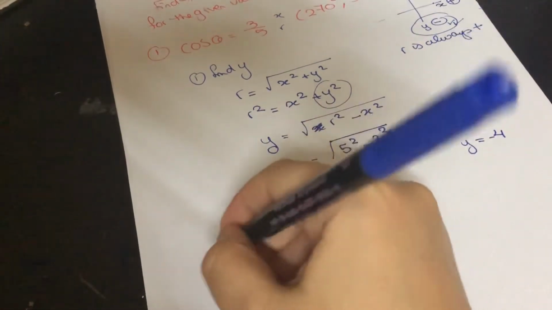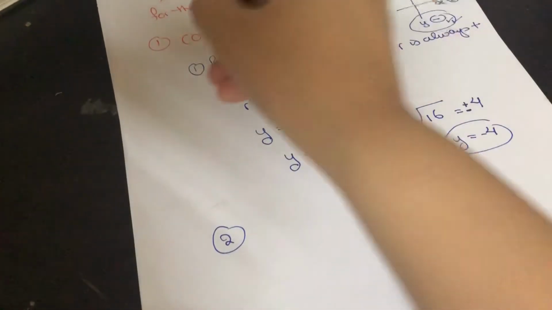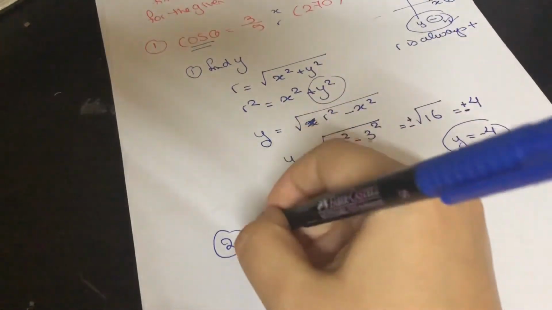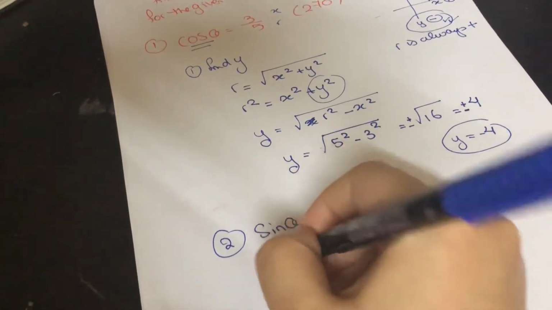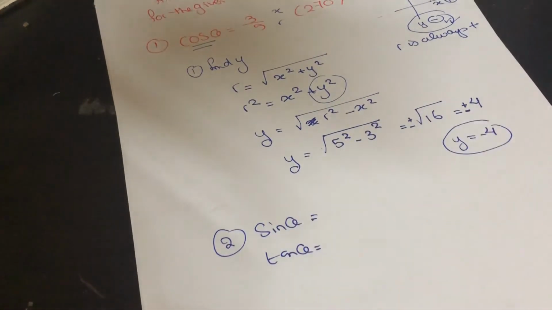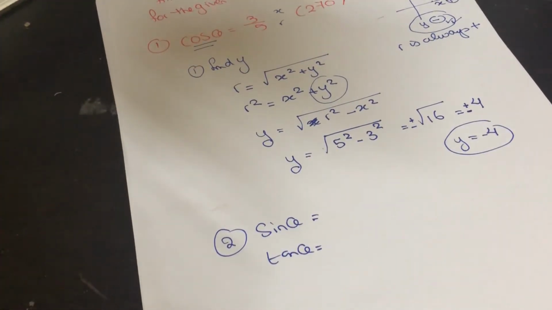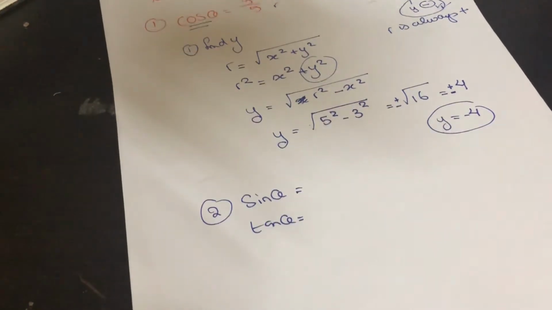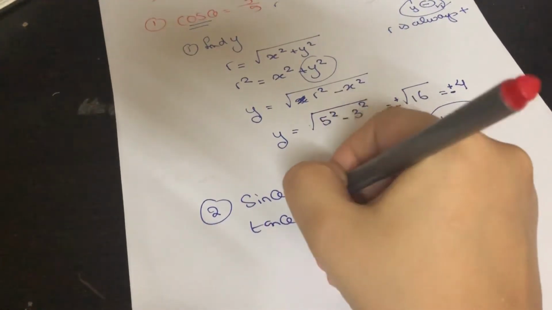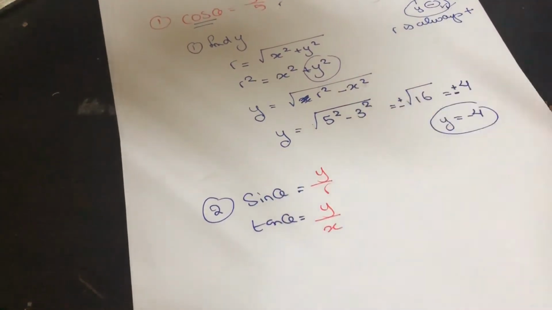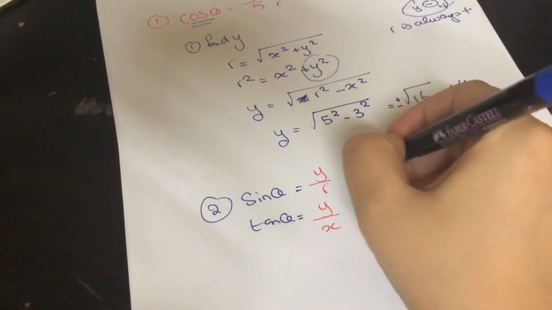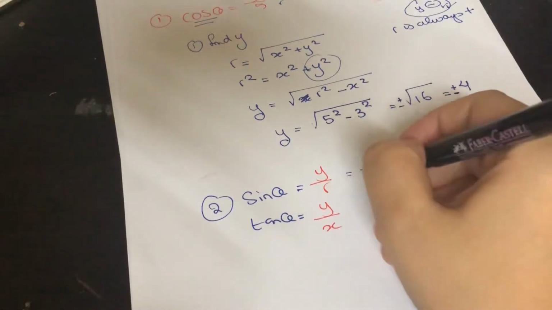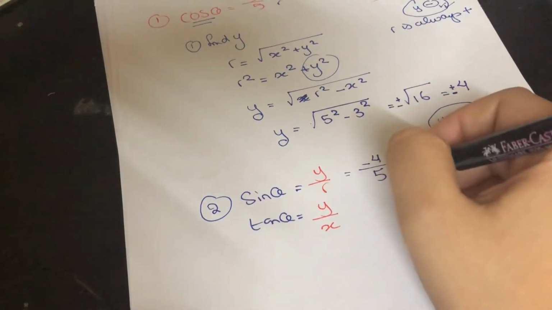Your second step, you know cosine theta, your second step is to find sine theta, not double theta, and tan theta. We know that sine theta is y over r, and tan theta is y over x. So y over r is negative 4 over 5, and you must use it negative, okay?